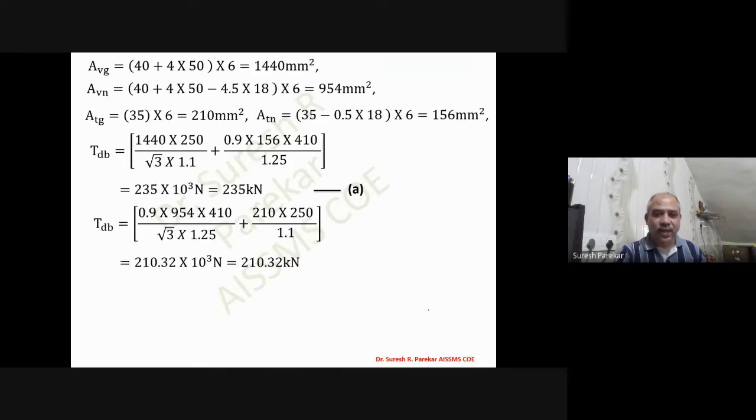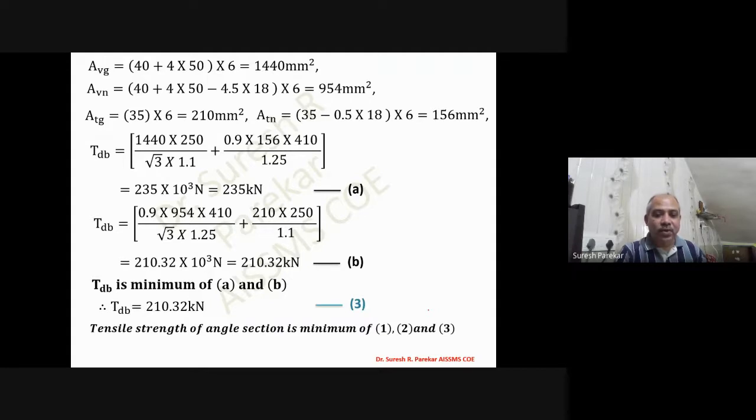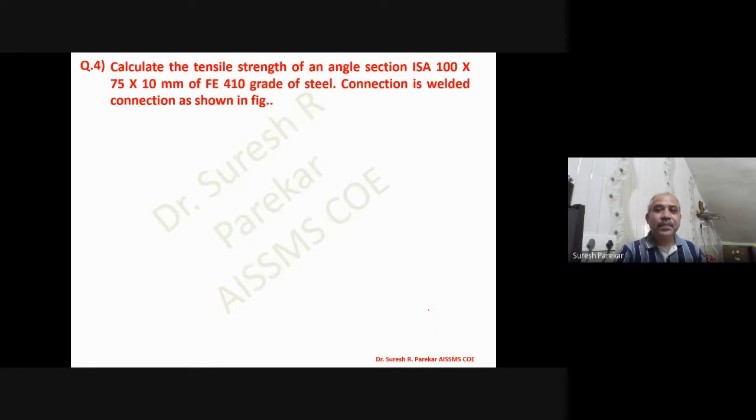So we have 235, 210.32, and there we got 223.9697, and here therefore the minimum is 210.32 kilonewton, which gives me the tensile strength of the member when the shorter leg is connected.